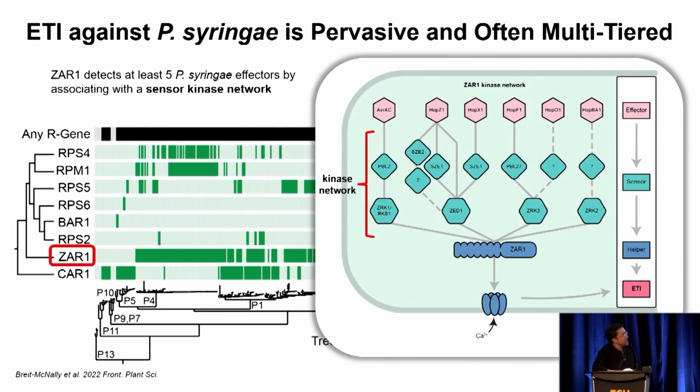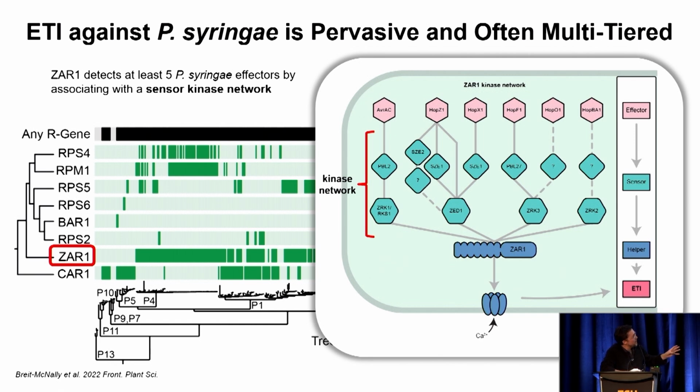ZAR1, on the other hand, recognizes effectors indirectly through the manipulation of a kinase network. What I've shown there is the kinase network that's manipulated by effectors, and these are normally manipulated in order to cause disease. But what ZAR1, the resistance protein, does is monitor this kinase network for any perturbations by the pathogen. And once the pathogen perturbs that kinase network, that's a trigger for ZAR1 to signal.